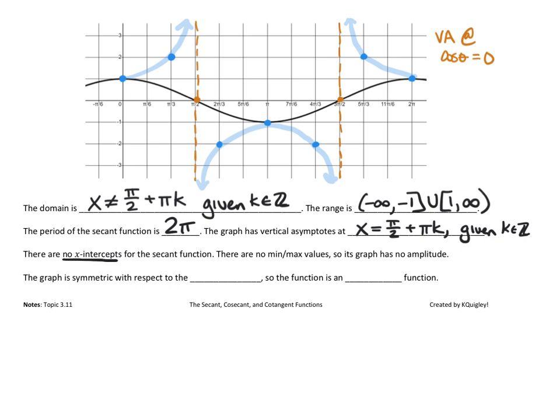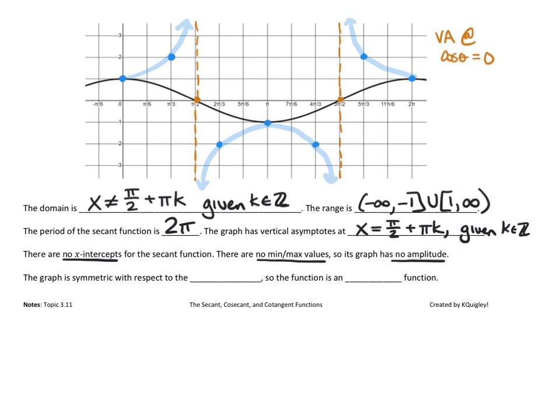That's where it's undefined. There are also no minimum and maximum values since those arrows go off screen, positive and negatively, to infinity, and it has no amplitude. But we can think about the fact that the cosine function it relates to does have maxes and mins and does have an amplitude. So secant and cosecant won't have amplitudes, but their related functions will.